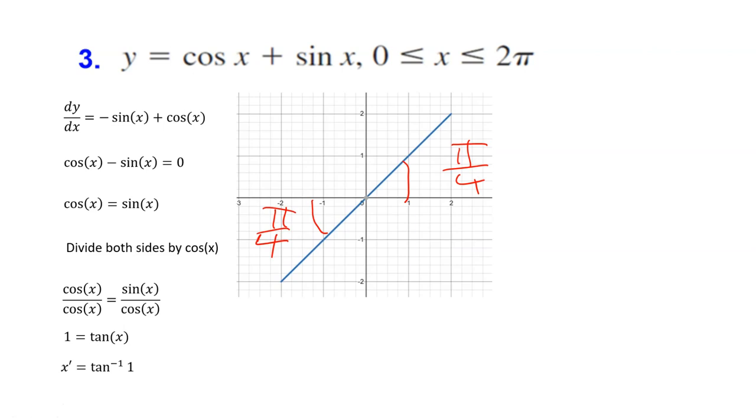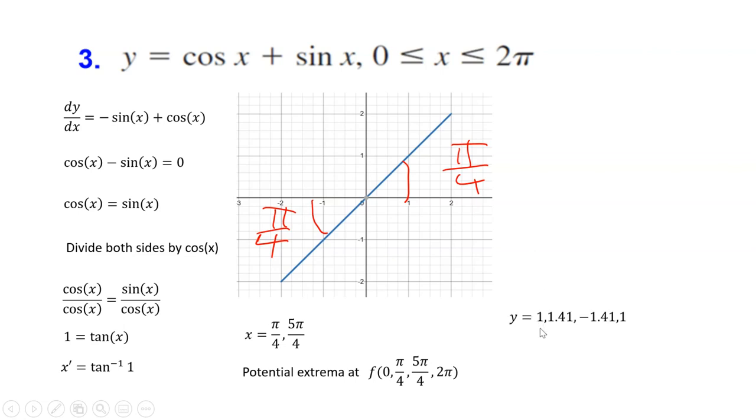So what's the angle in the first quadrant? Well, the angle in the first quadrant would be simply pi over 4. What's the angle in the third quadrant? Well, that's 5 pi over 4. So I now have 4 angles to contend with. The two ends, 0 and 2 pi, and then the pi over 4 and the 5 pi over 4, the two that are also when tan is equal to positive 1. So I'm just going to evaluate those. I get these answers. So it means that my max is 1.41 and my min is minus 1.41.